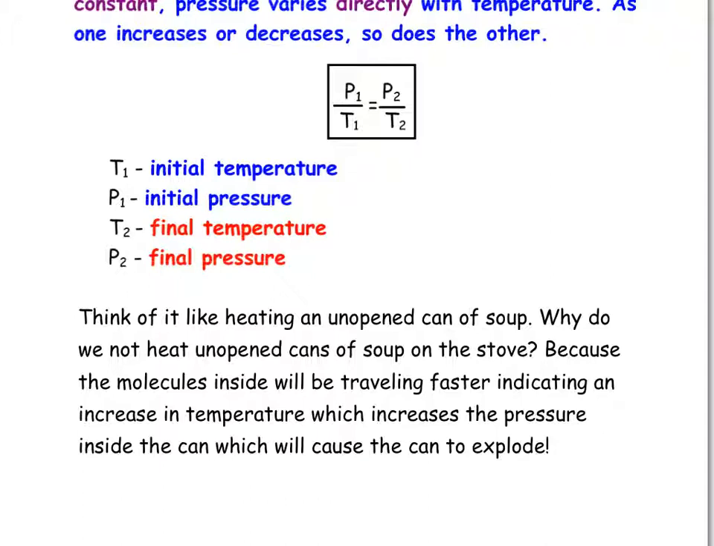If you were to place that can of soup directly on the stove, well, its volume's not going to increase. You know, a can has a pretty set volume. It can't increase or decrease without rupturing. It's just going to keep that same volume.